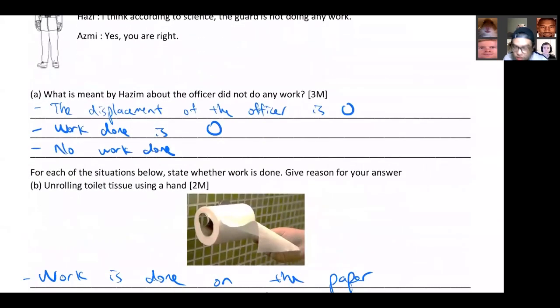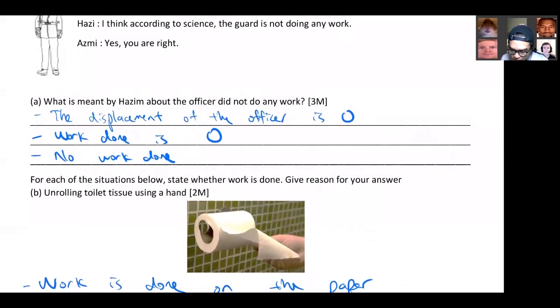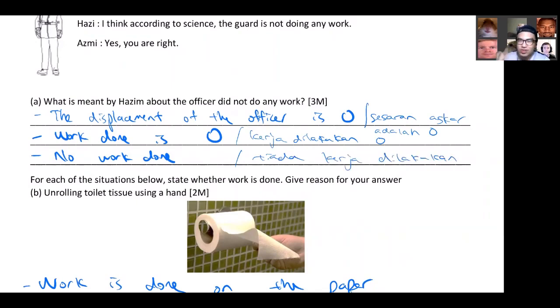For just now this one, let me put in DM. So sasaran askar adalah kosong. Kerja dilakukan kosong. Tiada kerja dilakukan. You should only get 2 marks here. It's not like 3 here.